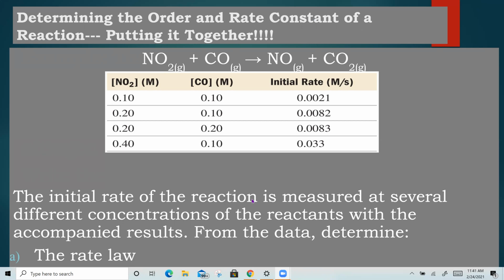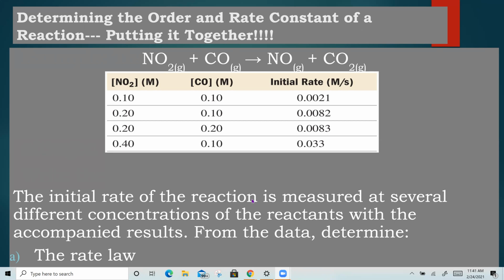So it's telling us that it's almost time for lunch. Okay, no, it's telling us the initial rate of the reaction is measured at several different concentrations of the reactants with accompanied results from the data, and I want you to determine the rate law.